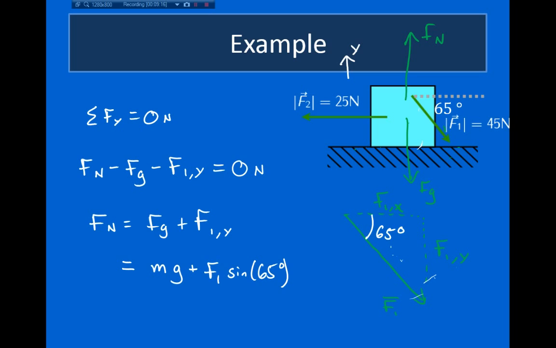And if I plug these numbers into a calculator, I'll get that this is equal to 89.8 newtons. So that's the magnitude of this normal force pushing up. That's how much the force has to push up on this box to stop the box from passing through the floor. Okay?